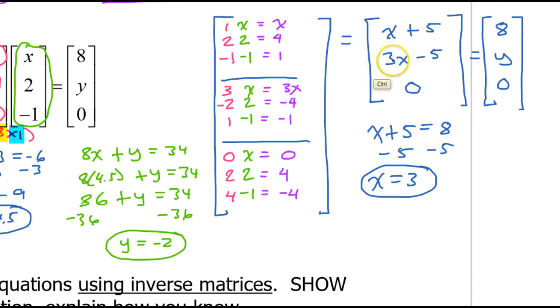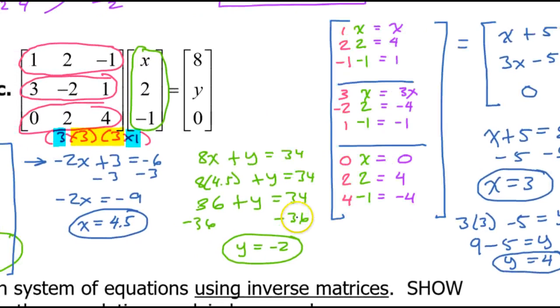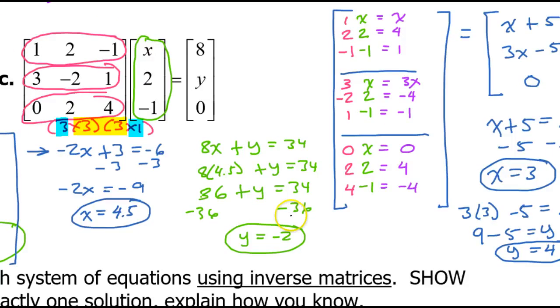Now, looking at the second element, I see that 3x minus 5 should equal y. Well, I already know that x is 3, so really I can write 3 times 3 minus 5. So instead of having 3x minus 5, that's 3 times 3 minus 5. Well, that's 9 minus 5 is equal to y, so that tells me that y is equal to 4. So those are the two answers to problem number 4, part C.